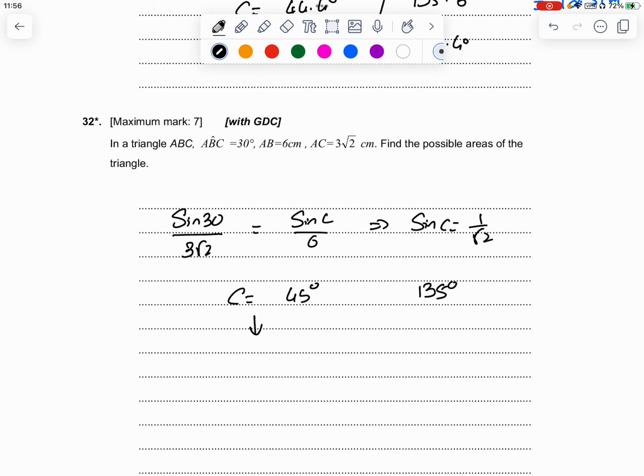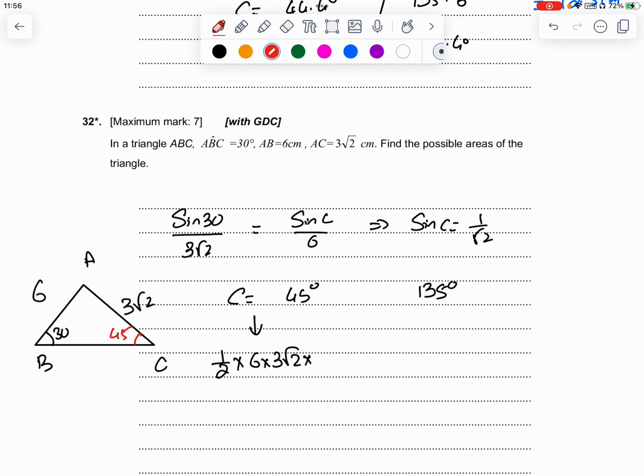Now for this one, area is 1 upon 2 times 6 times 3 root 2 times sine A. So we have to find the triangle A, B, C. This is 6, this is 3 root 2, this was 30, and C we found as 45. So A will be 105. So sine 105. Simplify that, you should be getting 12.3.